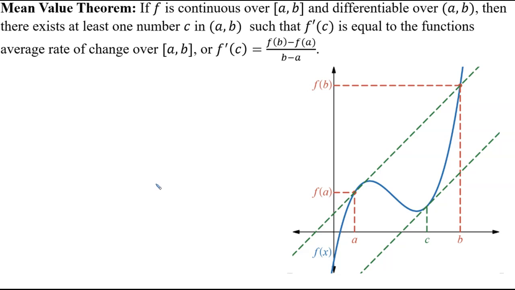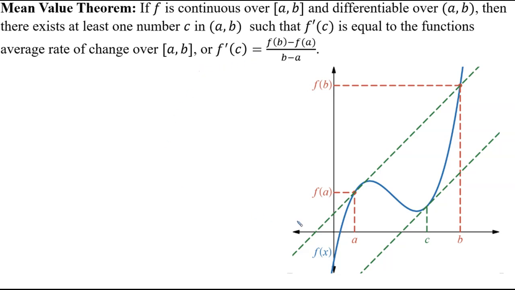All right, last one for you then, the mean value theorem. This will be the big new one for the day. If f is continuous over ab and differentiable over the open interval ab, so again, we have a function that is continuous but then also differentiable from a to b, then there exists at least one number c on that open interval ab such that the derivative at c, f prime of c, is equal to the function's average rate of change over ab.